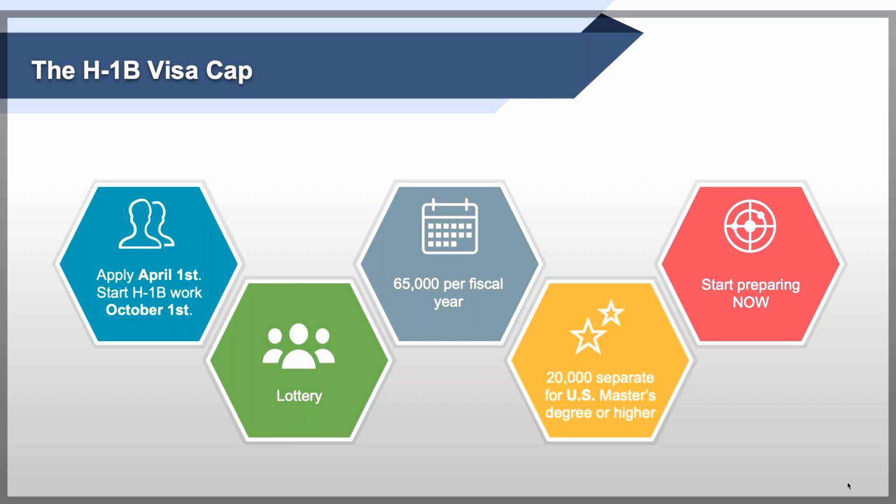So April 1st, U.S. employers file those H-1B visa petitions with USCIS, not earlier, not later, and I'll explain why here in a second. And if that visa petition is approved, the foreign national can begin working in the U.S. on October 1st, okay? What happens, at least in the last 6 or 7 years, is on the very first minute of April 1st, USCIS receives in excess of 85,000 H-1B visa petitions.